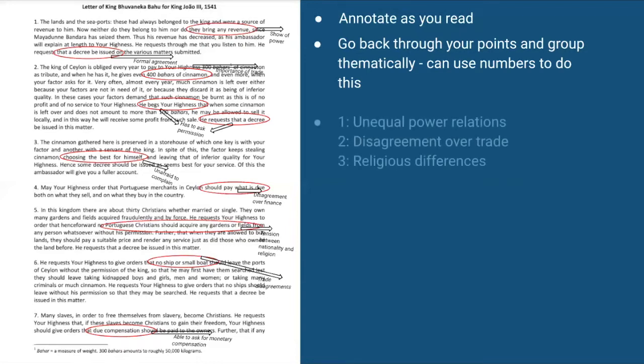Having looked at the annotations that I made and the points that I came up with, I thought that there were 3 main themes. Those were 1, unequal power relations, 2, disagreement over trade, and 3, religious differences. And the question that the history aptitude test directed that I answer in relation to this text was on the nature of the relationship between the 2 kings who the letter is between, or, I think, internal Portuguese relations. So these 3 themes are ways in which I can directly answer that question.